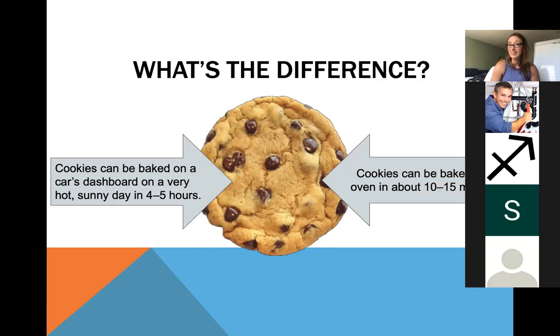All right, again, this has to do with temperature, right? Obviously, even though our car's dashboard can get pretty darn hot into the hundreds, when you bake cookies in your oven, you're cooking them at 350, right? 375, something much higher. And so, again, it's a temperature issue. It happens faster in the oven because you're increasing the temperature of the reaction, increasing the kinetic energy of the molecules, and therefore increasing the energy of the collisions, right?